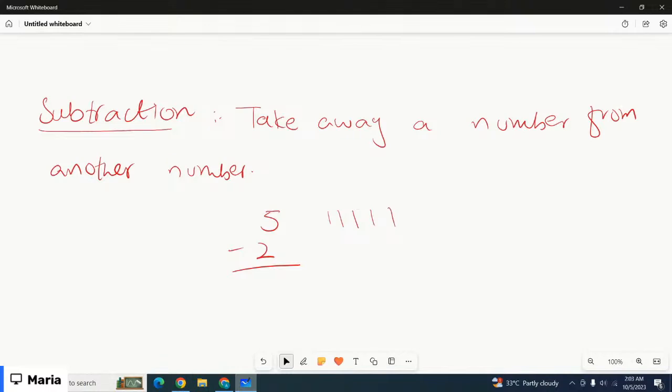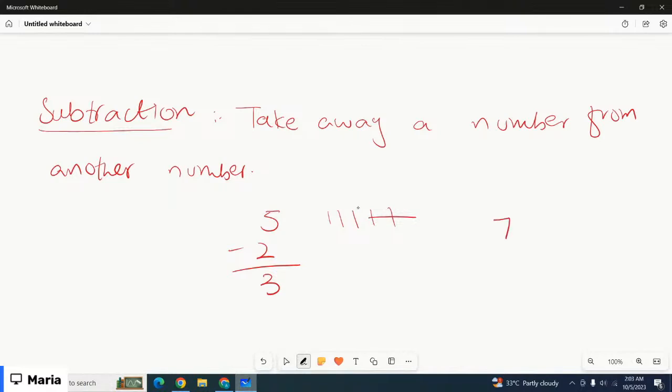Let's just make the greater number 5. Let's make 5 lines, right? So remove 2 of the lines because you have to take away 2, and you are left with 3. 5 take away 2 is 3. Or you can use any simple example. For example, you have 5 color pencils. You have to give 2 of the pencils to your sister. So how many pencils are you left with? That would be 3 pencils, right?